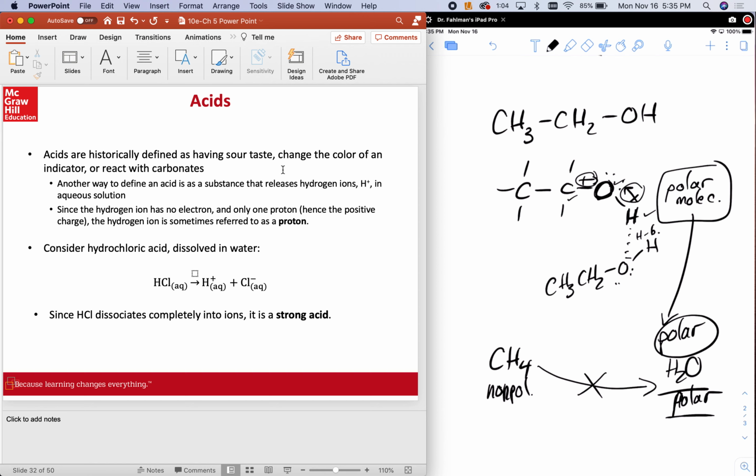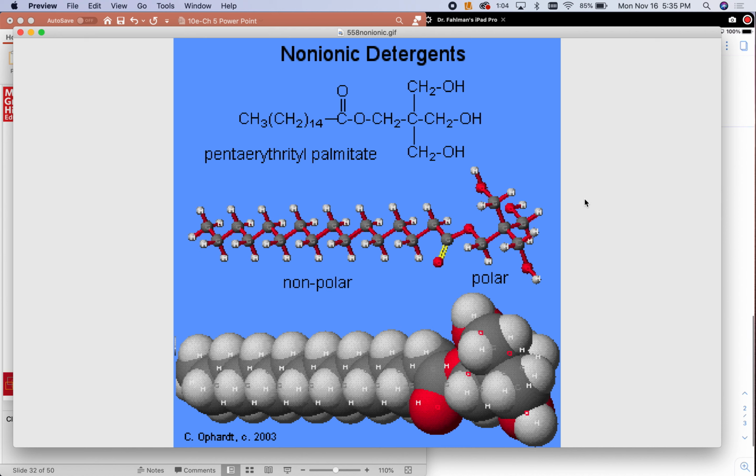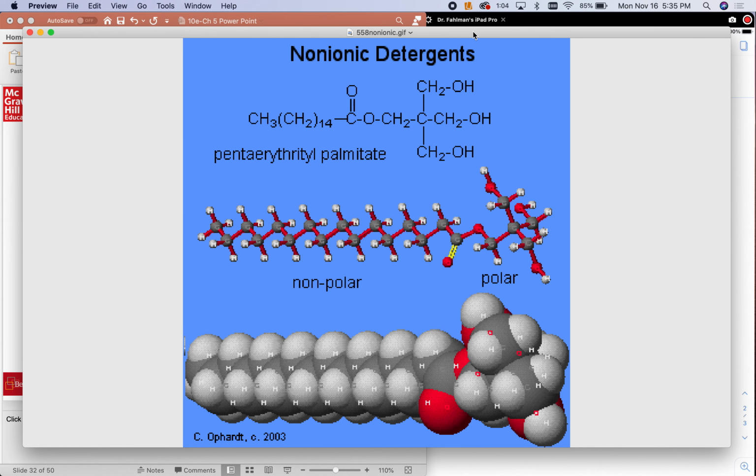All right, so acid base is where we're going to end today. Let me just show you some other examples for like dissolves like. The first example I'm going to show you is dealing with how soaps and detergents work.